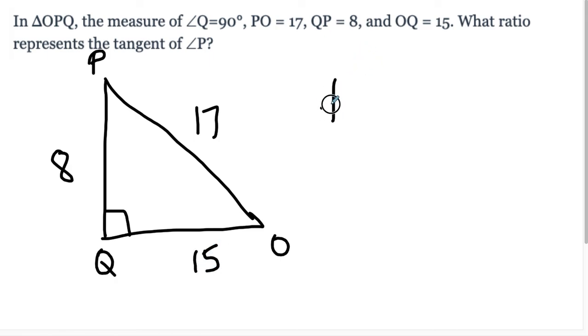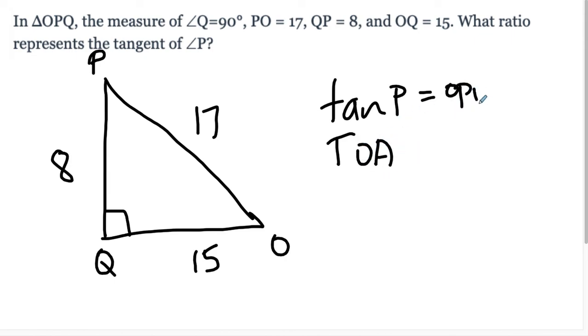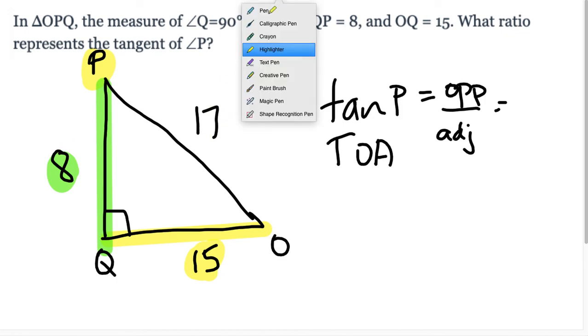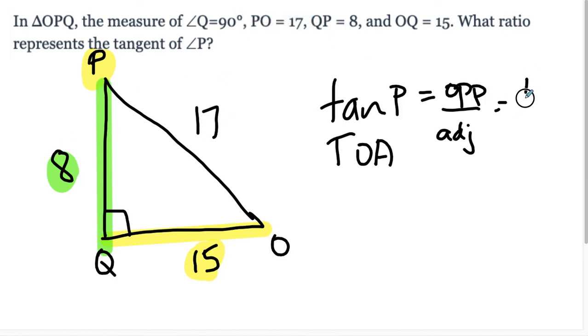We want tangent of P. TOA represents tangent, and the two sides we're comparing are opposite over adjacent. The opposite side of P is the one across from it, right here. And the adjacent side of P is right here. It's the one next to it because 17 is the hypotenuse. So the opposite side is 15 and the adjacent side is 8. So this would be your final answer.